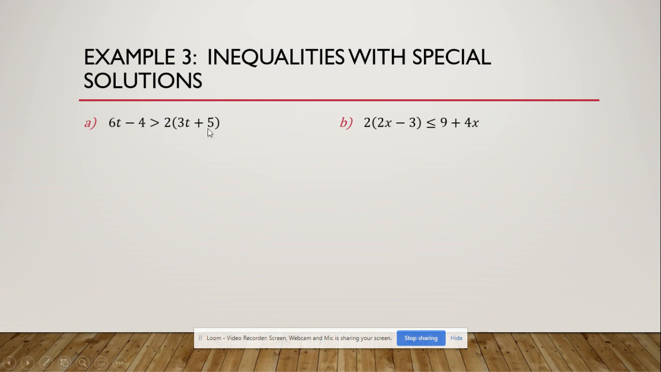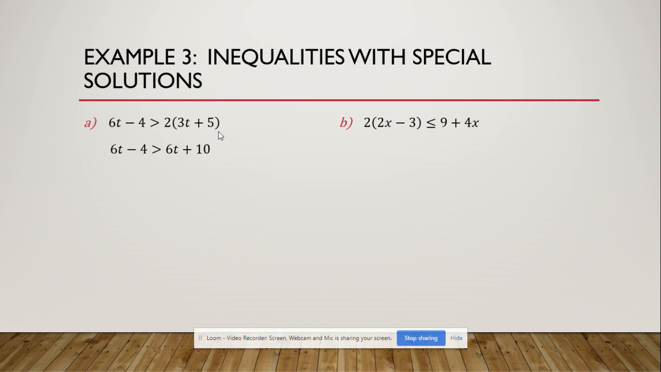So for this first one, I do have the variable on both sides. I also notice I can do distributive property on this side to simplify it. So that's what I'm going to start with. I'm going to multiply this 2 to both of the terms inside the parentheses. So now I've got 6t minus 4 is greater than 6t plus 10.